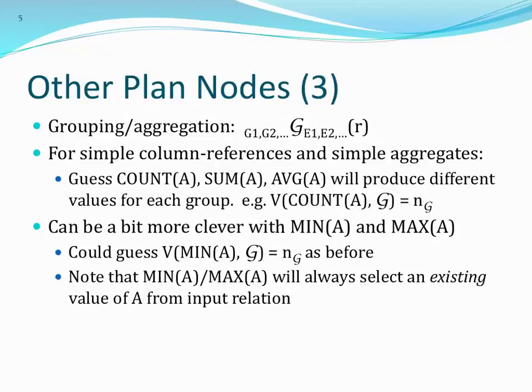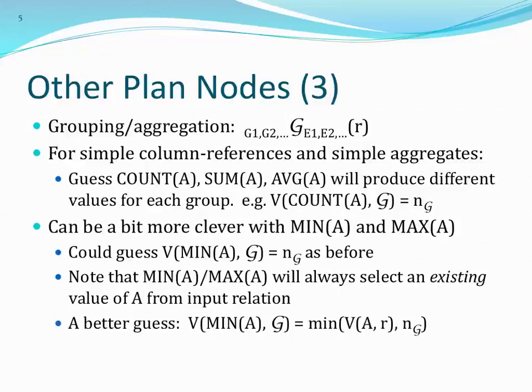So in that situation, let me go ahead and throw this up. You could basically use that as an upper bound for the value that you produce. So you say, I may produce as many distinct values as I have groups, but if I actually have a smaller number of input values, I can use that as an upper bound. So I just pick the minimum of the two. Again, you could probably come up with better guesses for a lot of these different things.